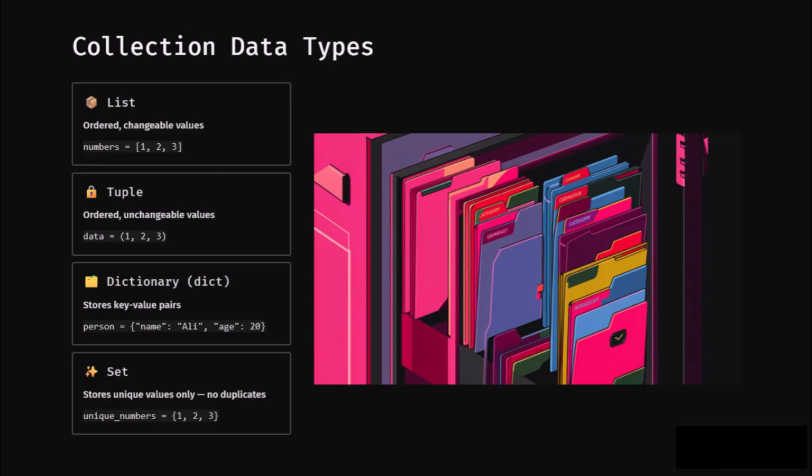This is like a filing cabinet where every piece of information has a specific label. It stores key-value pairs, making it incredibly easy to look up a specific value, like finding the age associated with a name. Finally, we have the set.